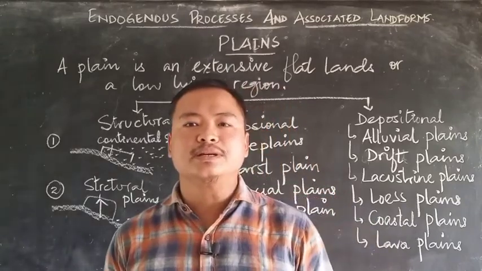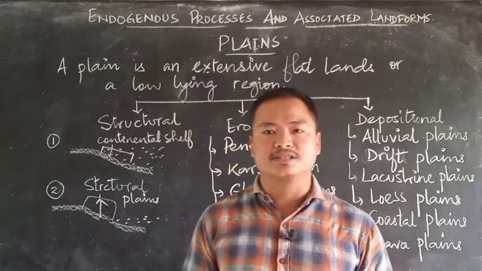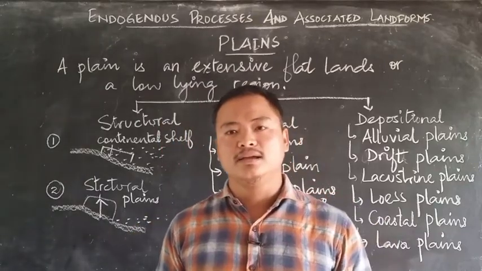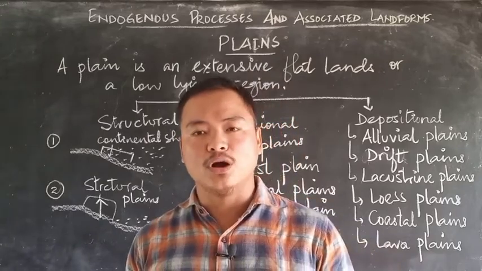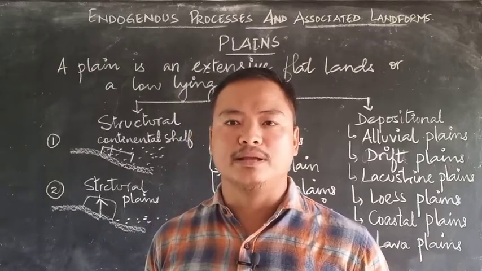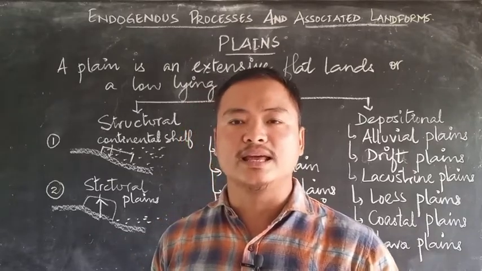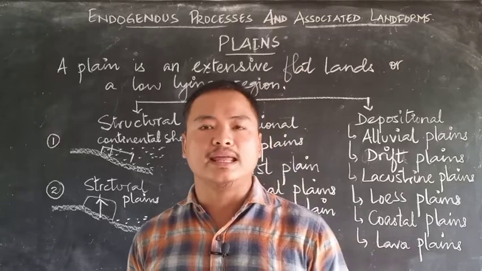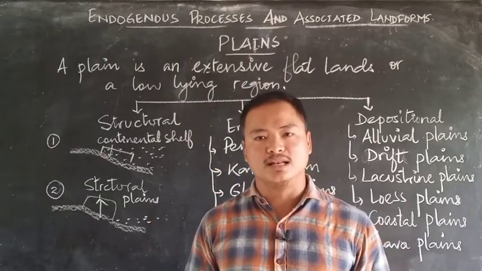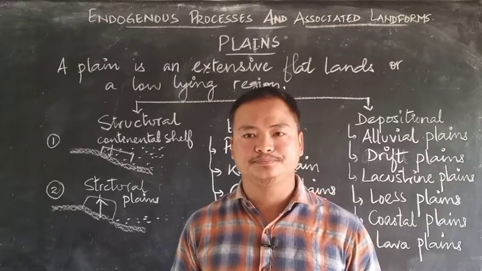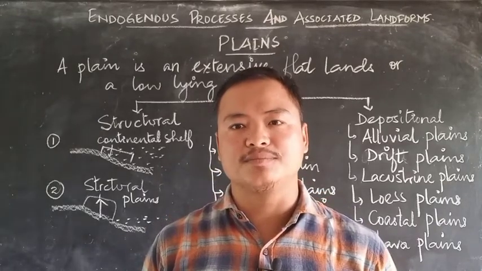The last one to be discussed as a depositional plain is the lava plain. As the name itself suggests, lava is an extrusion that is made out of a volcano. The hot molten magma that comes out of the volcano's extrusion is what we call lava, and when it is spread out in extensive lands and is flat, it is known as lava plains. So this is what a plain is and the different types of plains.